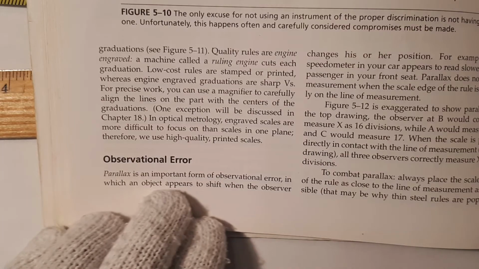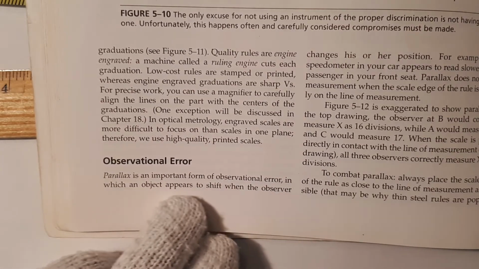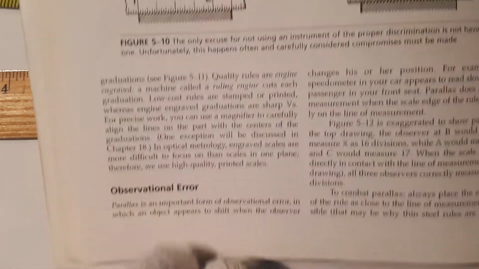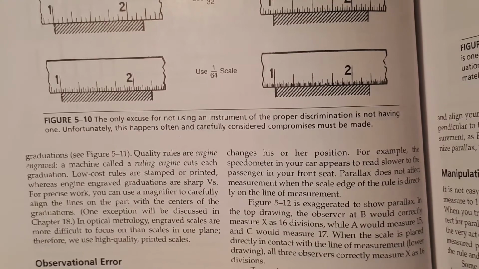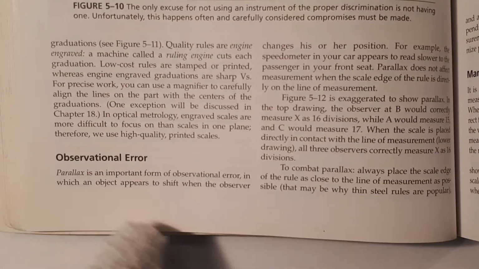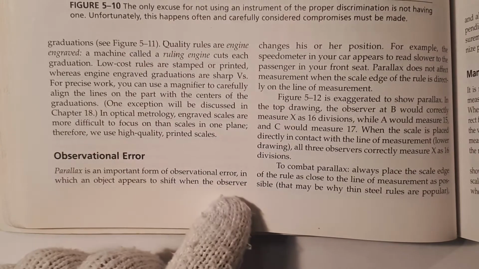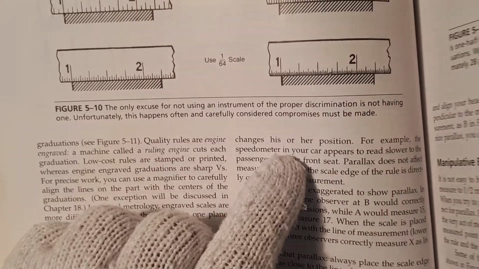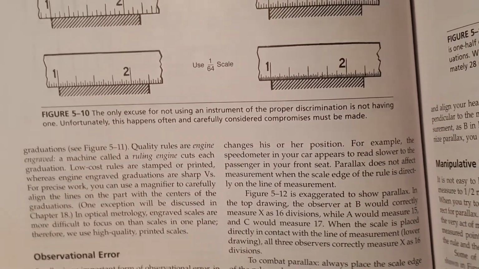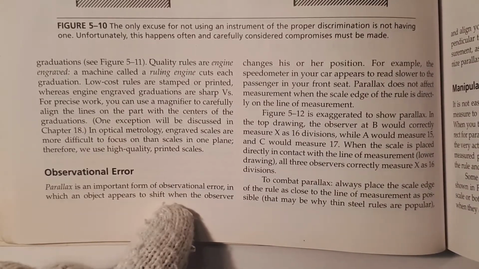Parallax is an important form of observational error in which an object appears to shift when the observer changes his or her position. Well, let's read that again. Parallax is an important form of observational error in which an object appears to shift when the observer changes his or her position. Well, it's easily said, but I think a demonstration is required to understand what it means when an object shifts.